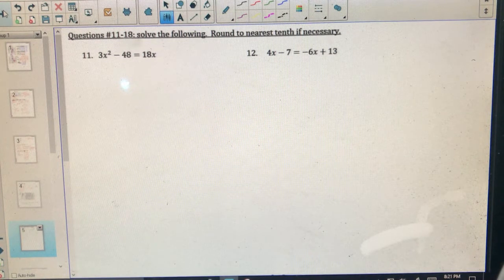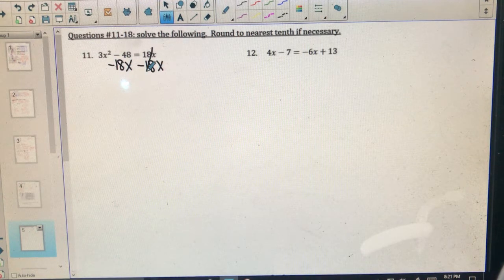But whichever method you choose to use for solving a quadratic, one thing stays the same no matter what, and it's that you have to be equal to 0 before you can start. And you also have to be in the ax squared plus bx plus c form, which means highest exponent to lowest exponent. So when I'm looking at number 11, I see that it's equal to 18x. That's a big no-no. I need to be equal to 0. Since it's a positive 18x, to get it to the other side, I'm going to subtract 18x.